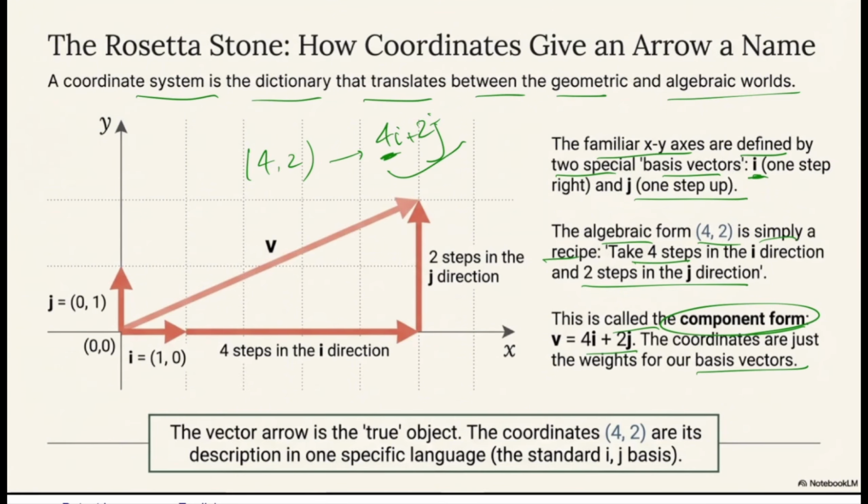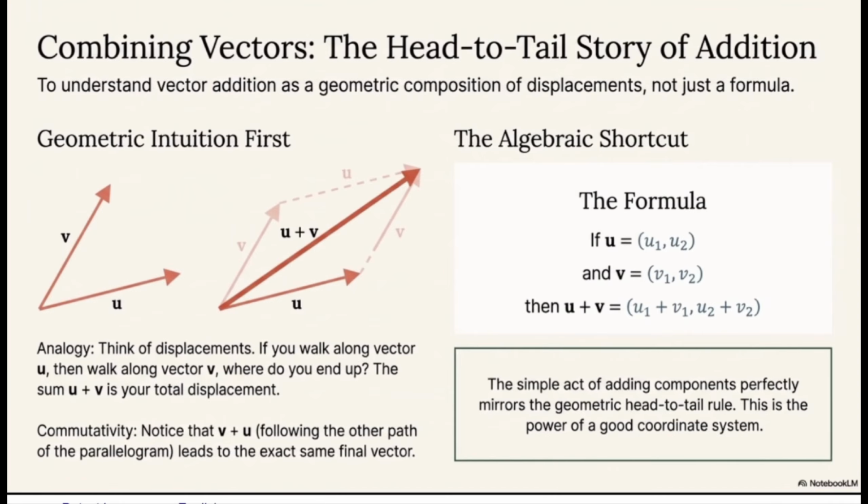As you can see over here, i can be represented by this small vector, 1 only to the right, which is 1 and 0, and j can be represented by 0 and 1. So the vector arrow is the true object. The coordinates 4 and 2 are its description in one specific language, and the standard basis, or the smallest steps, are going to be i and j over here.